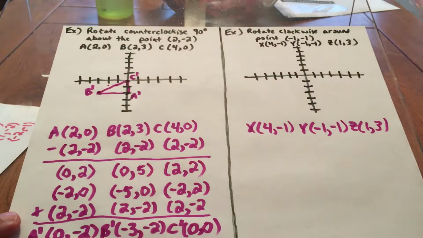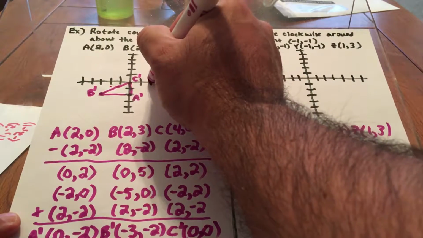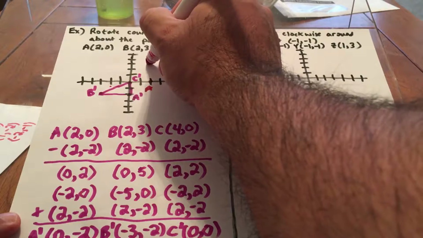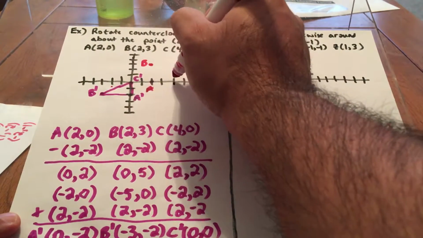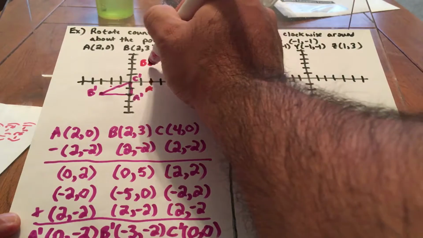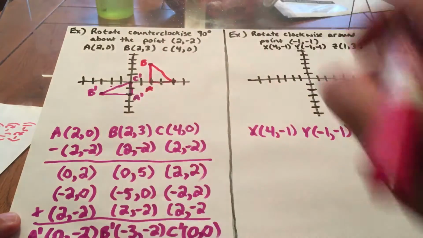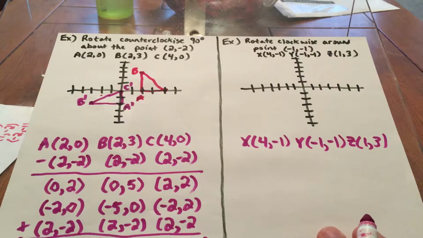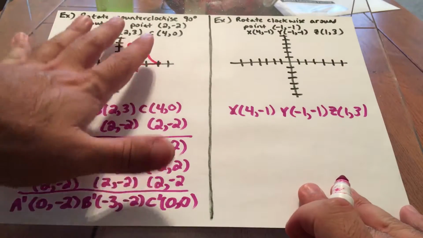All right, if you want to compare it to the old one, we can plot those points. 2, 0 is right there. That's A. B is at 2, 3 right here. And then C is at 4, 0. So this was our original image, and we rotated it 90 degrees counterclockwise about the point 2, negative 2.